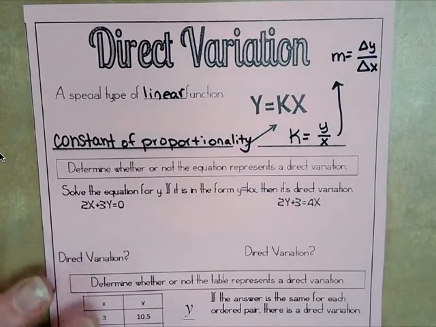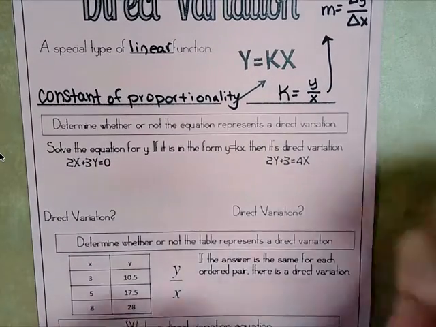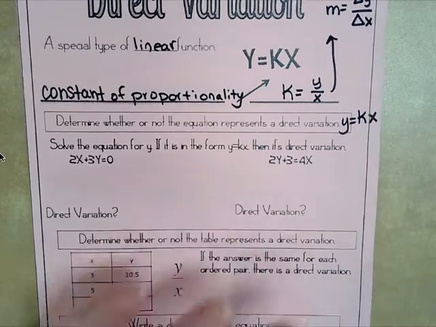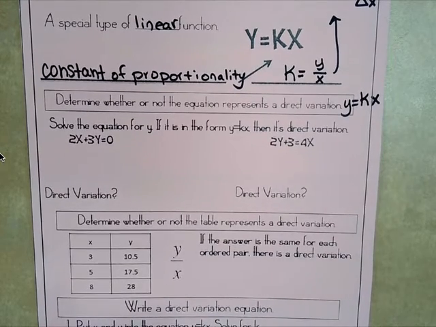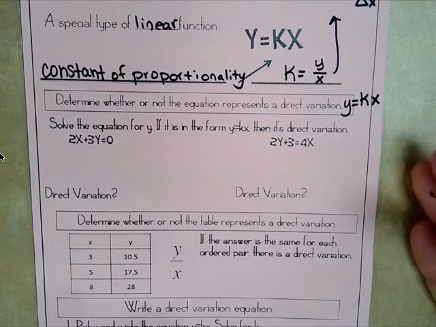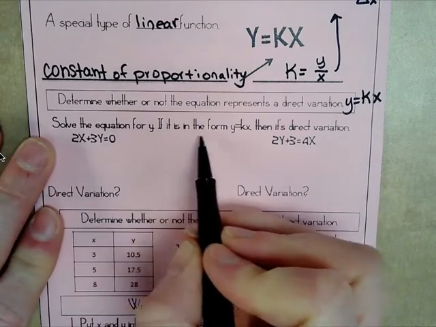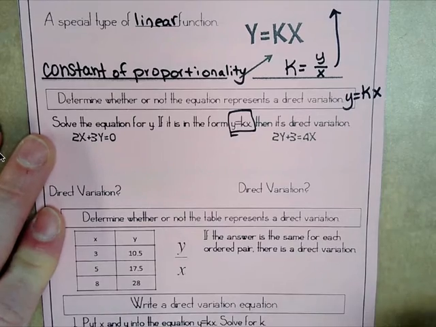So let's determine whether or not the equation represents a direct variation. Remember, with direct variation, we just have y equals kx. And I do k and x both as lowercase letters. So you multiply some number by x to get the y value. So it says solve the equation for y. If it's in the form of y equals kx, then it's direct variation.